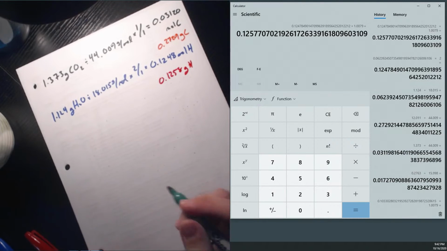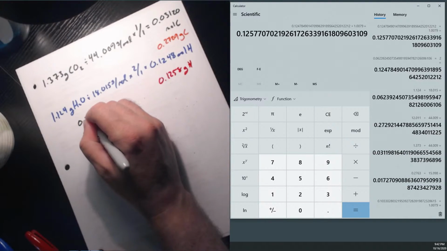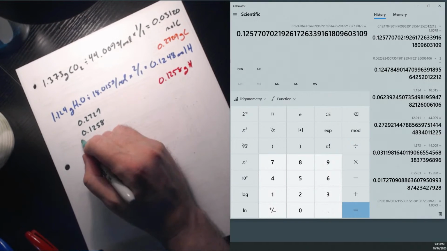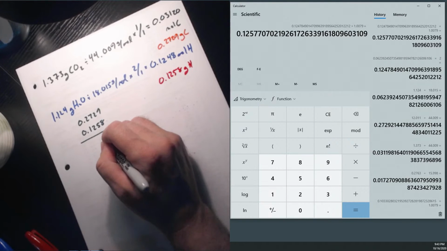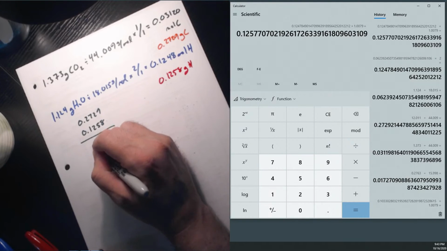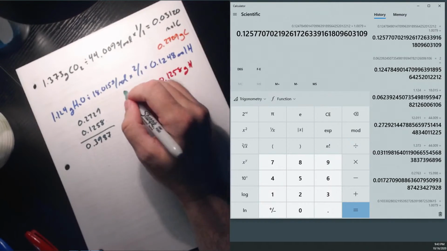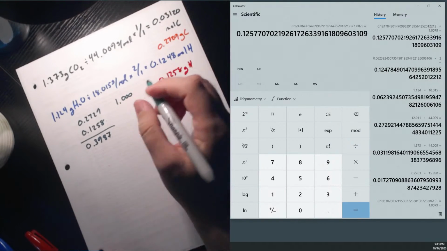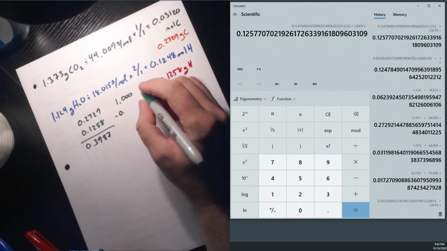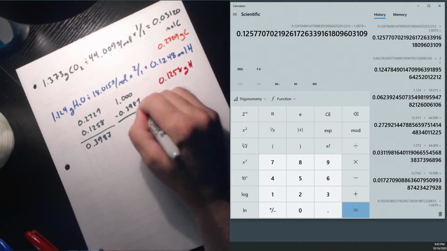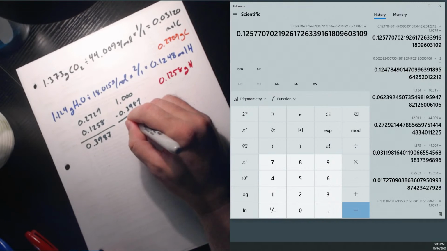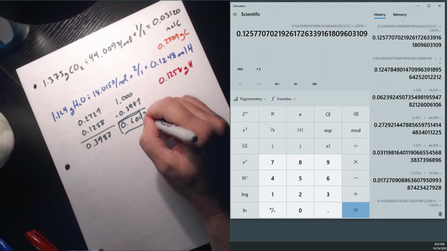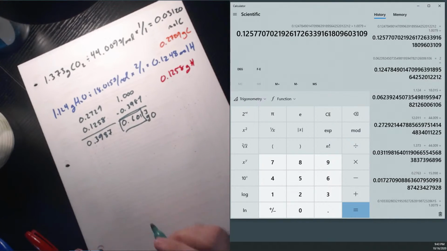And oh yeah, there's definitely matter missing. So 0.2729, 0.1258, adds up to 0.3987. We are missing an awful lot of matter. So the 1 gram we originally started with minus 0.3987 means we have 0.601 grams of oxygen.